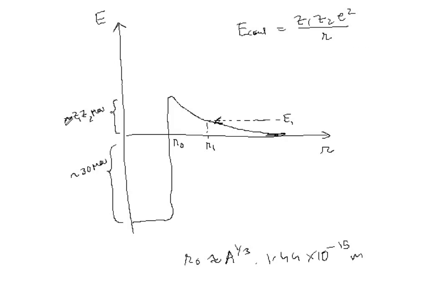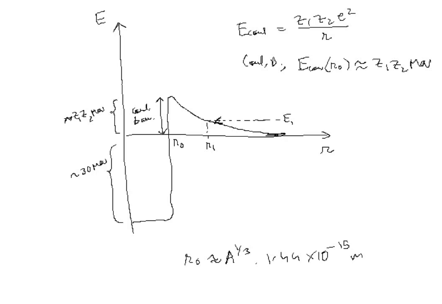Now what about the height of this Coulomb barrier? This height is the Coulomb barrier. And what is its height? So the Coulomb barrier height is basically E Coulomb at this R0, and you see it is approximately Z1 into Z2 MeV.